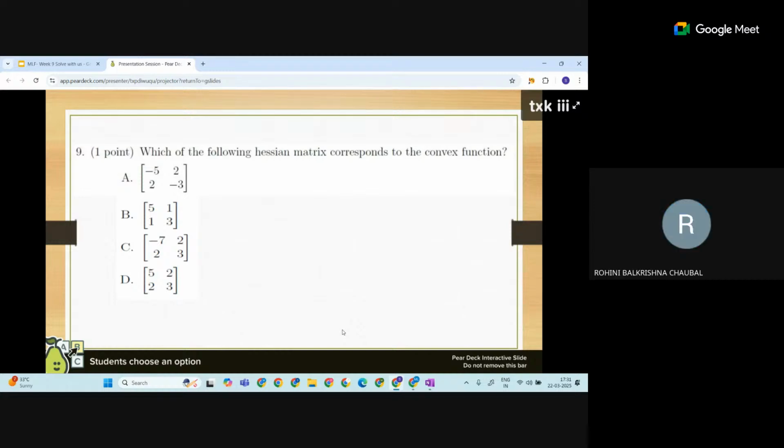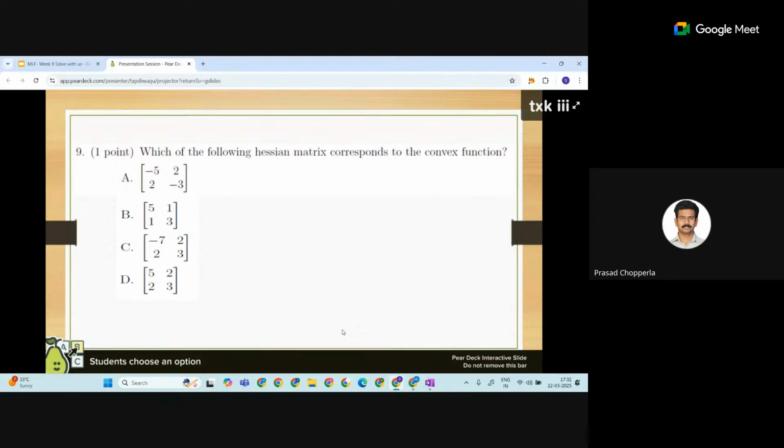Positive semi-definite. Only it has to be positive semi-definite for it to be convex. For all other cases, it will not be convex. Okay. So for it to be positive semi-definite, one has to be positive and other one has to be 0, no, sir?